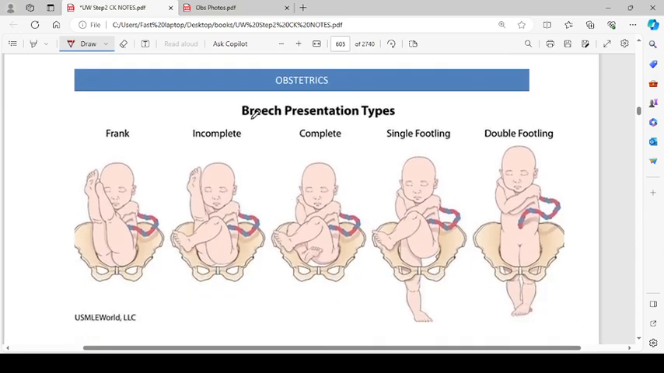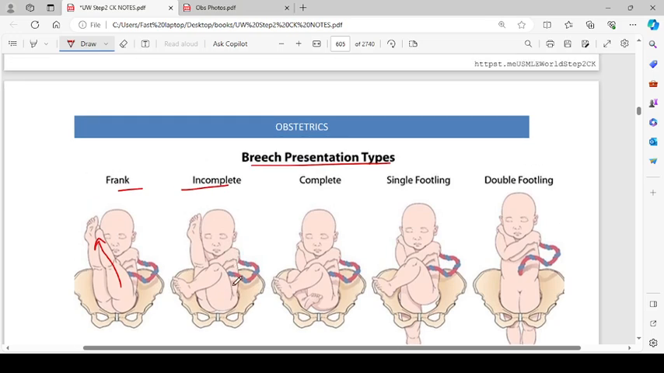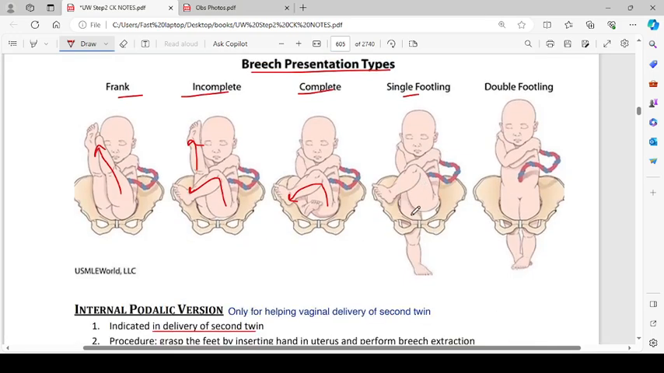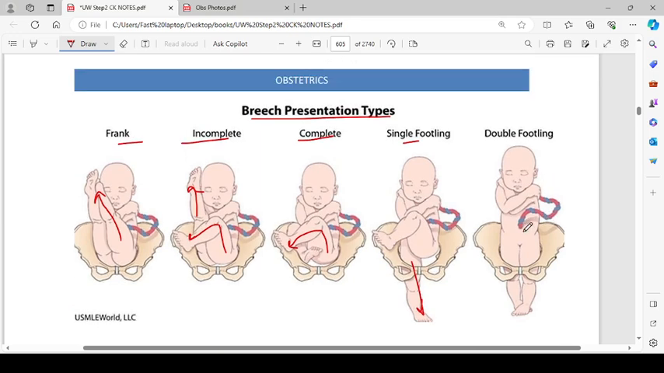So these are the breech presentation types. This one is frank breech, in which the hips are flexed but the knees are extended. This is incomplete breech, in which one knee is flexed while the other is extended. The complete breech is one in which both the knees and hips are flexed.